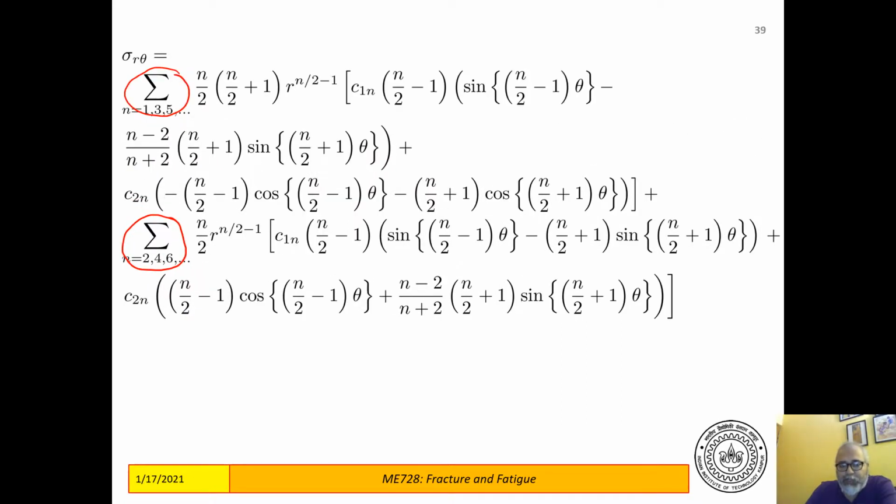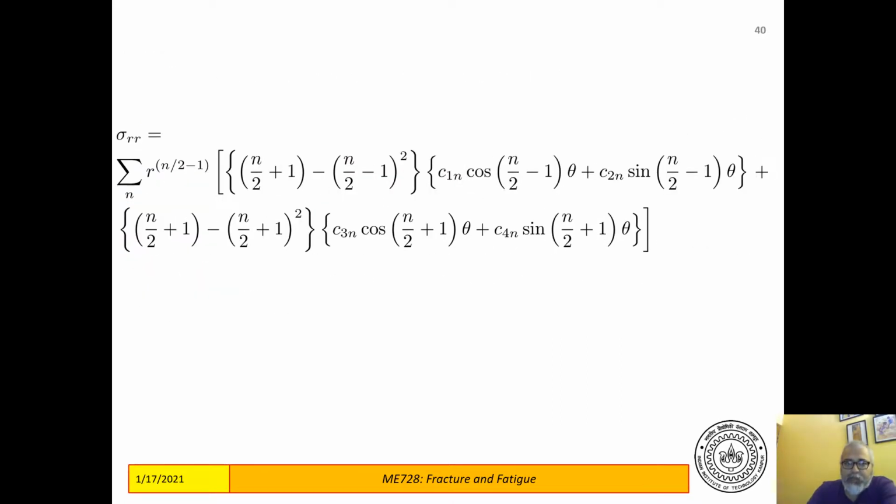Okay, and sigma rr has only one expression, because you can derive sigma rr and see why it has only one expression. So we can put it in, we don't have to split it into odd and even terms. Sigma rr is a less important stress component, because it's in the direction of the crack. So these are the three stresses in terms of this infinite series.